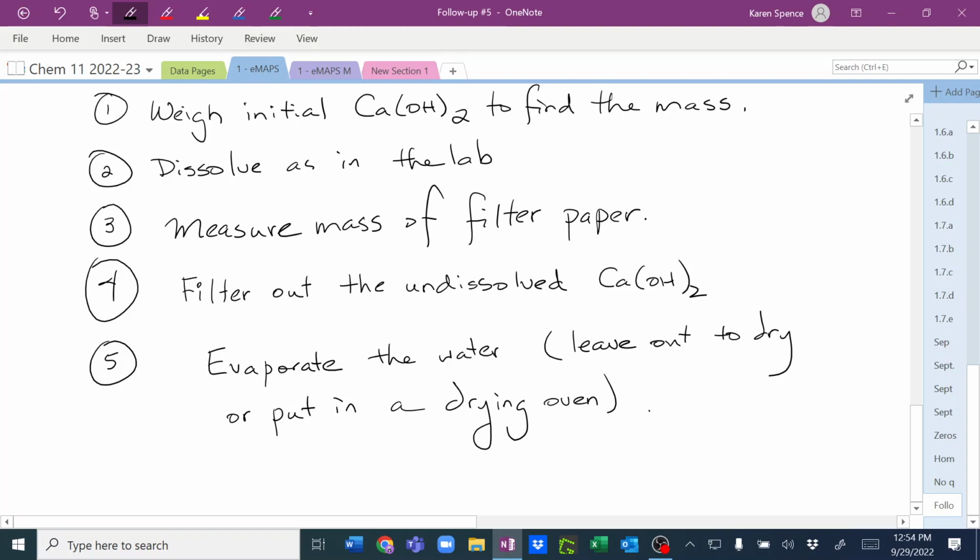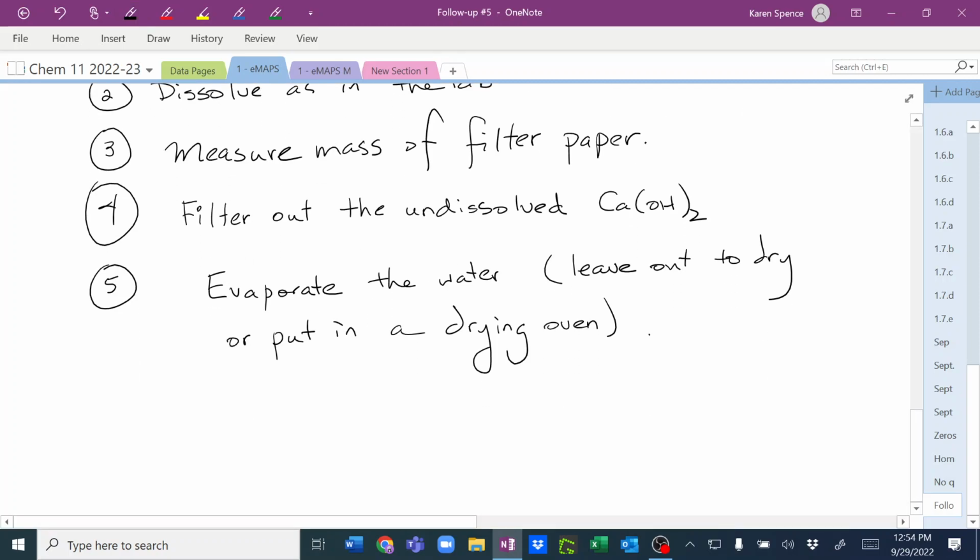So you've evaporated, you've left it out to dry, or you've put it in a drying oven. And now what? Weigh it. Yes. Find the final mass of what? Just calcium hydroxide?